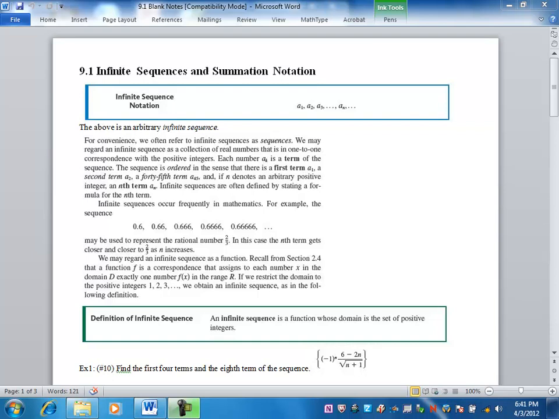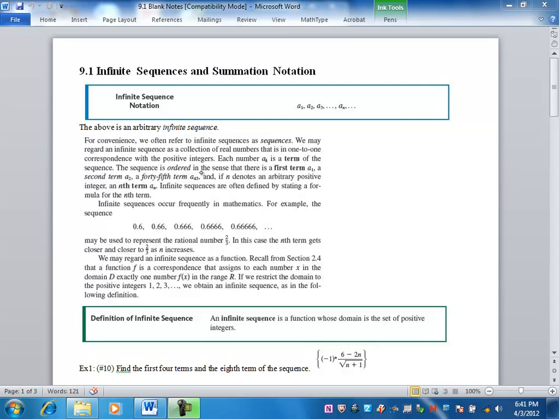We're going to spend these first three sections here in Chapter 9 talking about sequences and summation notation and some different types of sequences. Now, first of all, a sequence is just a series of terms. It says we may regard an infinite sequence as a collection of real numbers that is in one-to-one correspondence with the positive integers. Each number, a sub k, is a term of the sequence.